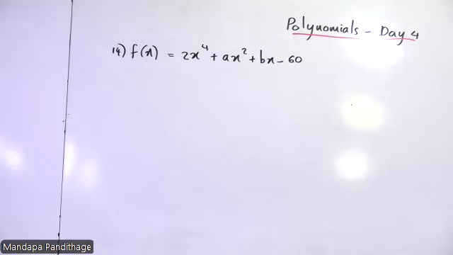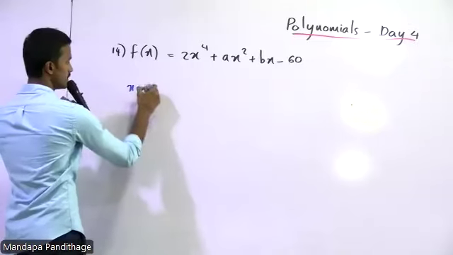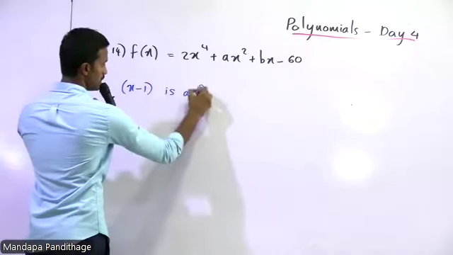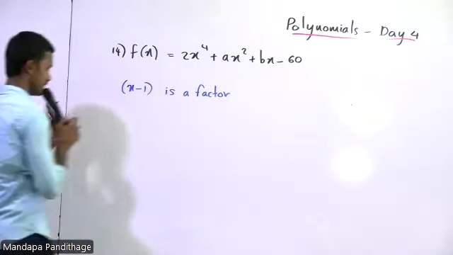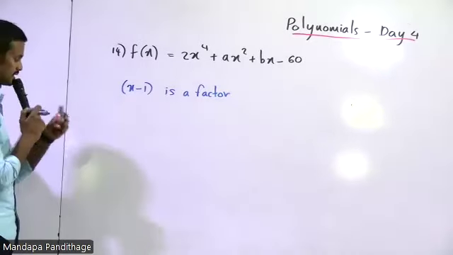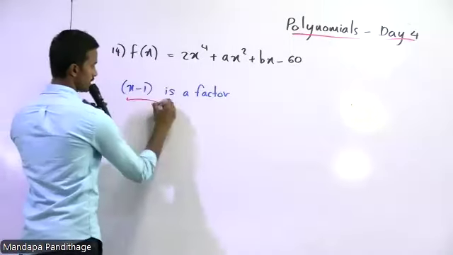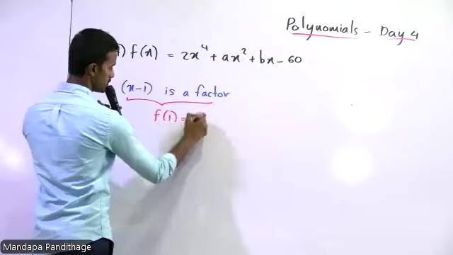So first, they have given that this is divided by x minus 1. So when it is divided by x minus 1, that means x minus 1 is a factor. So if x minus 1 is a factor, from the factor theorem, what can we write? We can say that f(1) is equal to 0.